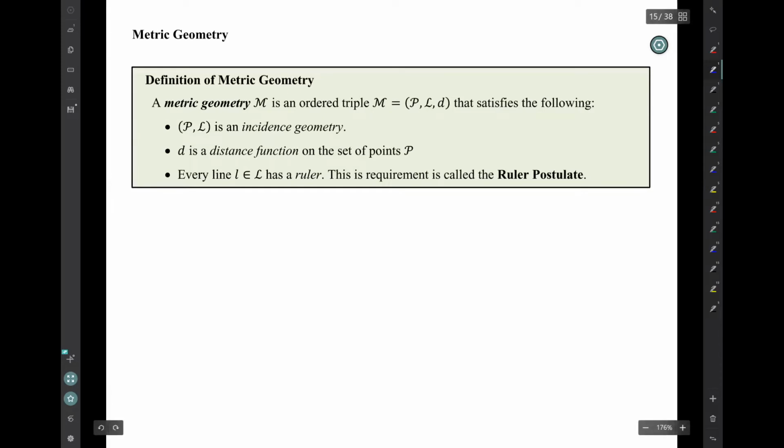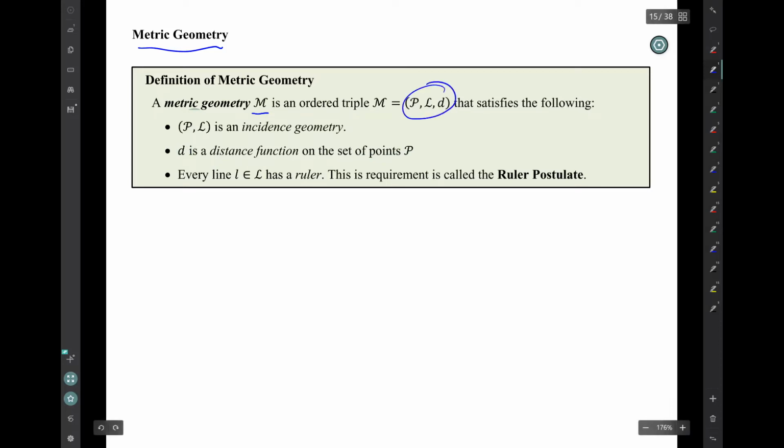Now I want to talk about metric geometry. The general symbol for a metric geometry is a script M. It's an ordered triple, P, L, and D, that satisfies the following. First of all, P and L is an incidence geometry. And then D is a distance function on the set of points, script P. So that's 2 requirements on these 3 letters.